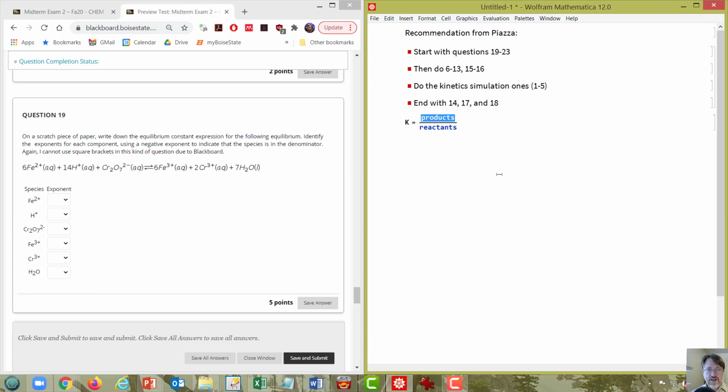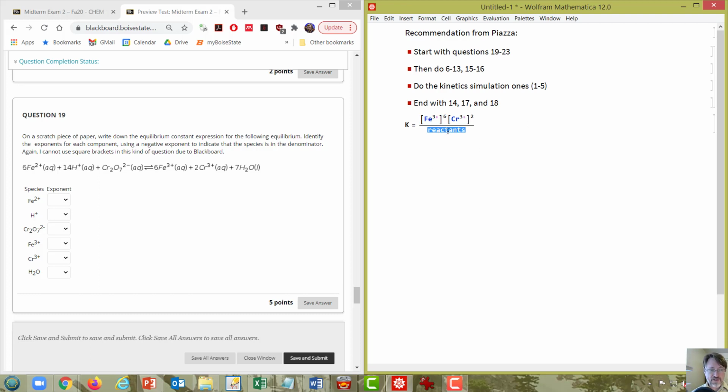So let's look at our products. We have the concentration of Fe3+. We have the concentration of Cr3+. We have the concentration of H2O. Now, we do not include the H2O because it is a liquid and it is not a solute or a gas. We raise these to the powers of their stoichiometric coefficients, 2 and 6. We're done with the product side.